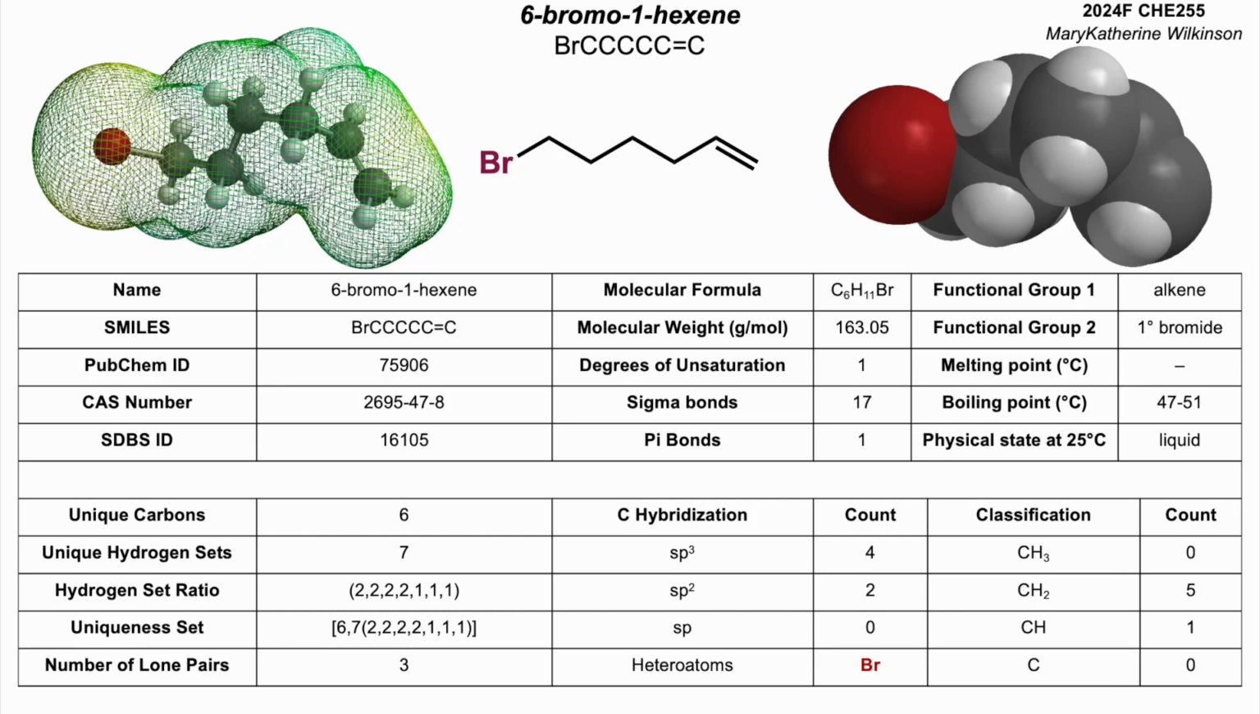Today I'm going to talk to you about 6-bromo-1-hexene, and in this video I'm not only going to build this molecule using the Snatoms molecule kit, but I'm also going to talk to you about the various aspects of this molecule, including things such as the functional groups, the C hybridization, and the uniqueness set of the molecule.